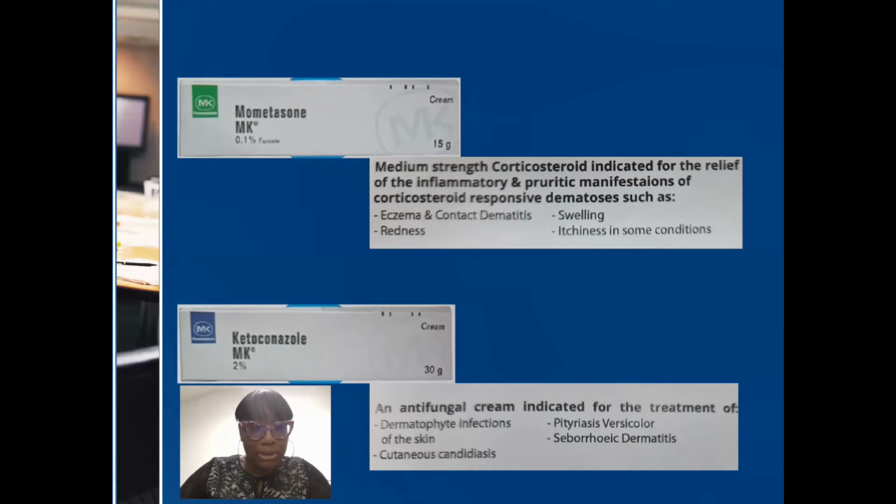A few of our other products are mometasone, which is our medium-strength corticosteroid, indicated for the relief of the inflammatory and pruritic manifestations of corticosteroid-responsive dermatosis, such as eczema and contact dermatitis, redness, swelling, itchiness in some conditions. We also have ketoconazole MK, which is an antifungal cream indicated for the treatment of dermatophyte infections of the skin, cutaneous candidiasis, pityriasis versicolor, and seborrheic dermatitis.